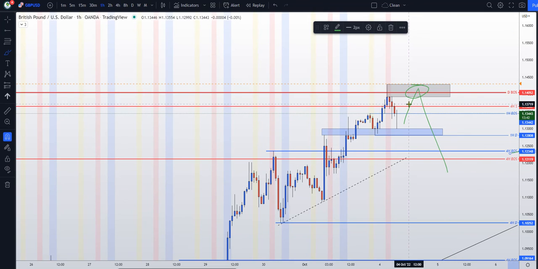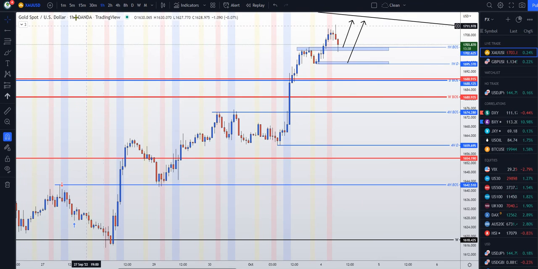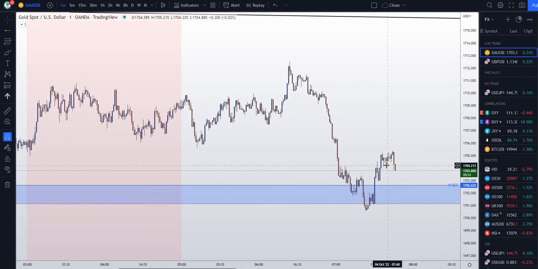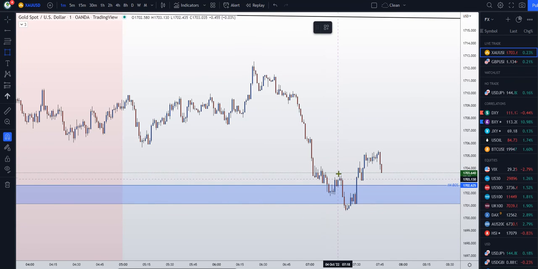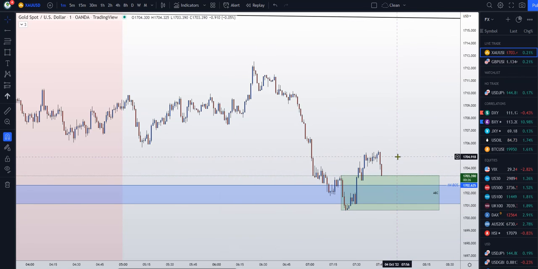So that is it for today. Just going to be focusing on gold. If we go in the 1 minute real quick, we already do have this reversal ABC setup that we're coming to retest now. So potential buys are in play.